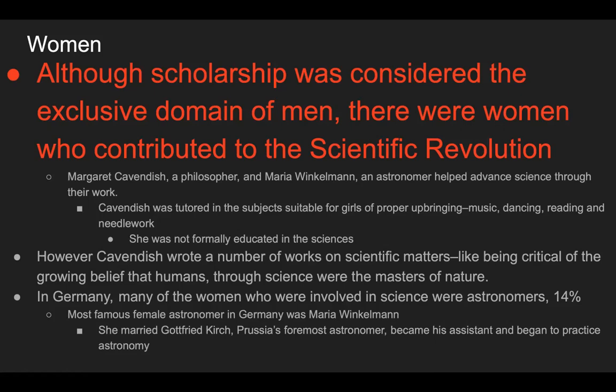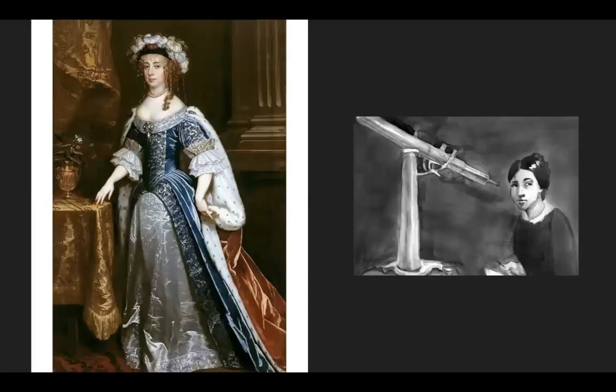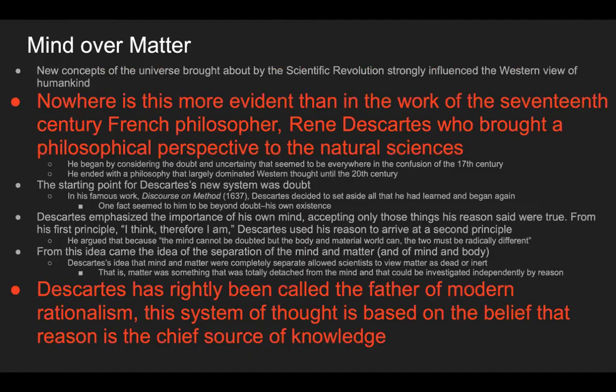In Germany, many of the women who were involved in science were astronomers, about 14% of the population. The most famous female astronomer in Germany was Maria Winkelmann. She married Gottfried Kirch, Prussia's foremost astronomer, became his assistant, and began to practice astronomy under his tutelage. And there are those ladies.